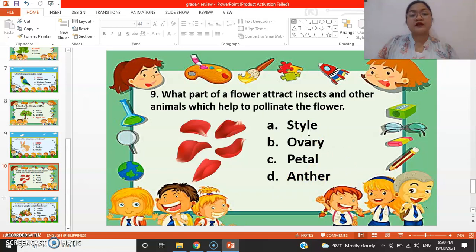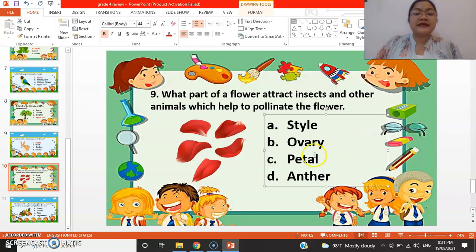Again, which part or what part of a flower attracts insects? Letter A, style. Letter B, ovary. Letter C, petal. Or letter D, anther. So what is your answer? 5, 4, 3, 2, 1. So what do you call this part of a flower? It is called as the petal. Okay, correct answer is letter C.